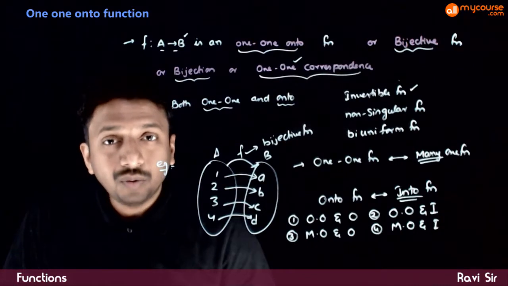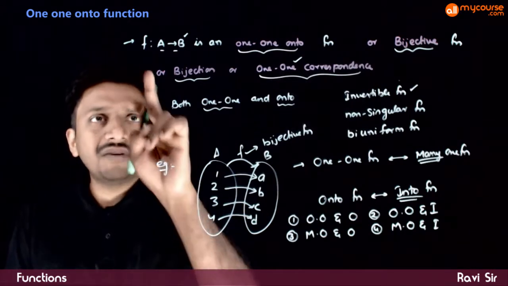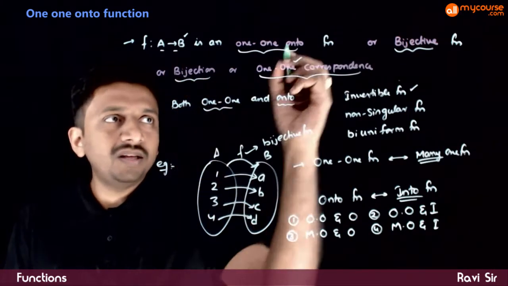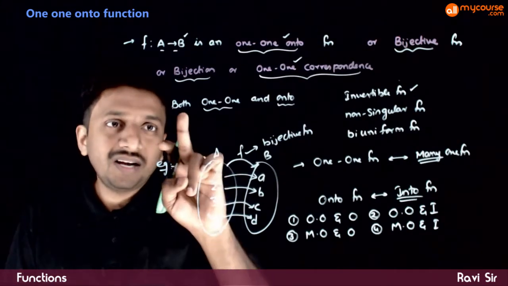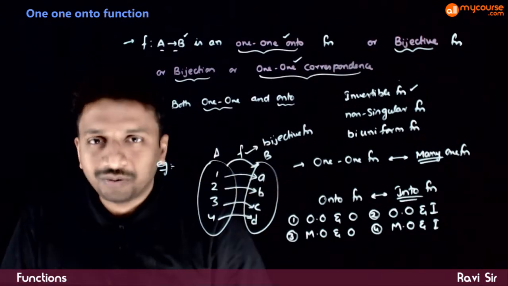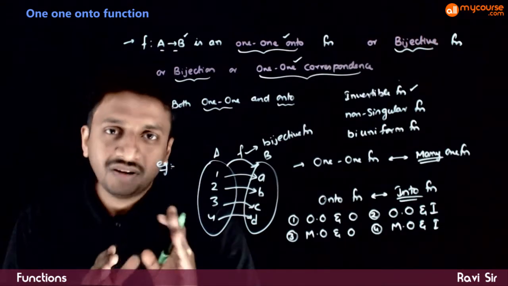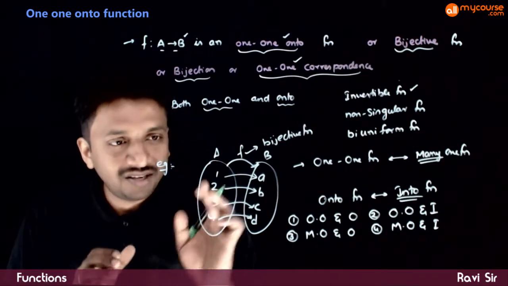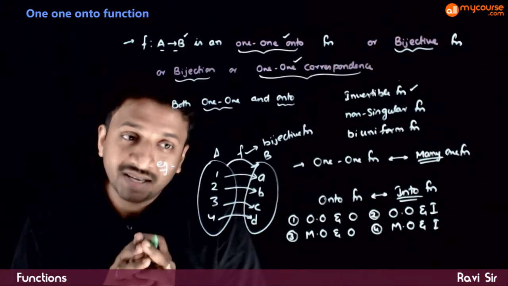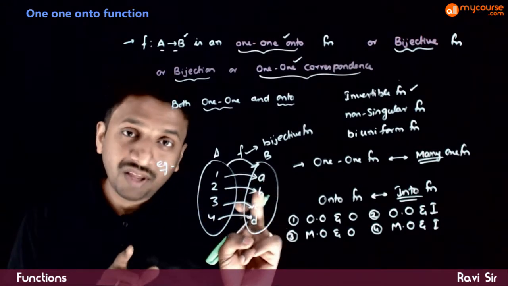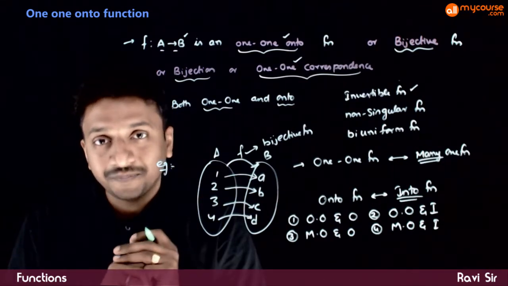So now we'll look into what a 1, 1 onto function is. A function f from A to B is a 1, 1 onto function if it is both 1, 1 and onto. It is a function that satisfies both the 1, 1 condition and the onto condition. That is, different elements in the domain should have different images, and none of the elements in the second set have to be left out.